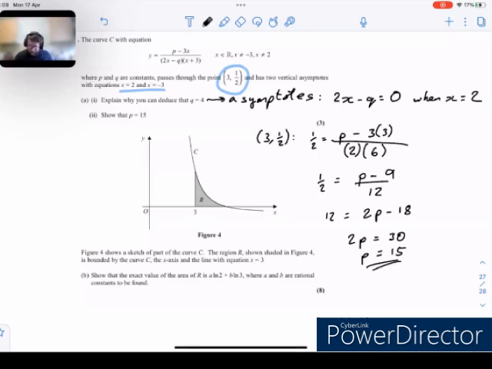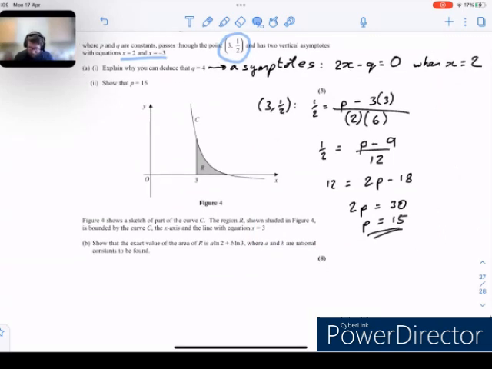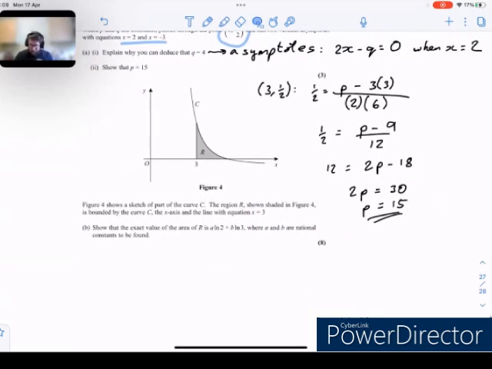Okay, so now for part B. We've got the curve here, and we're looking at this shaded region here. Show the exact value of the area, and this is 8 marks. So there's going to be a lot of work here. We need to know what this value is in order to find where we're integrating between. So let's have a look at part B.